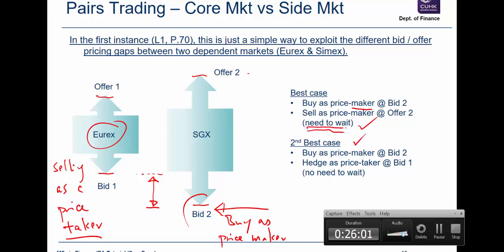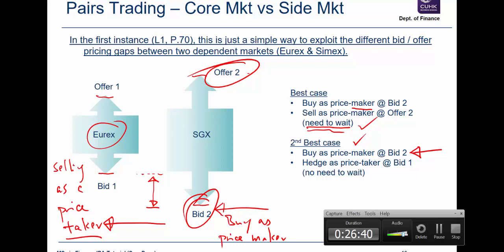So in the first case, you have to wait for this to happen, and then you have to wait for this to happen. In the second case, you still have to wait for this to happen. So when you're a price maker, you need to wait, basically. But as soon as that happens, you right away go across to Eurex, and you can trade. Everyone is good with that?